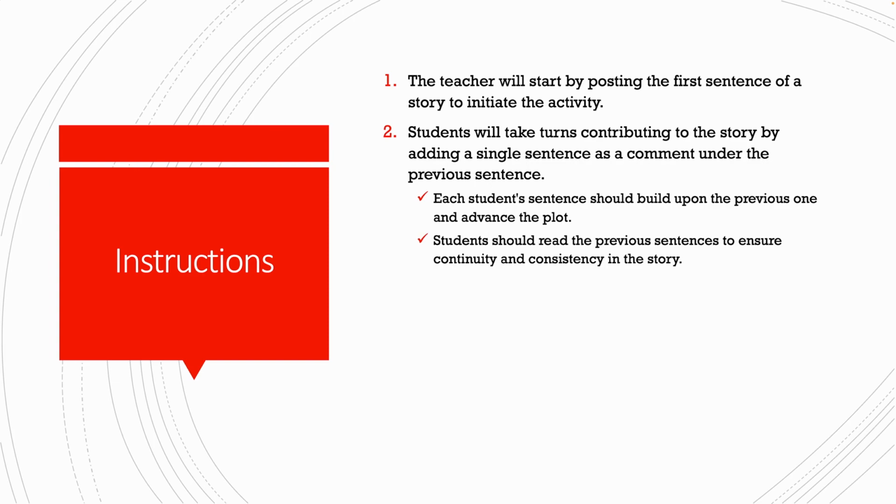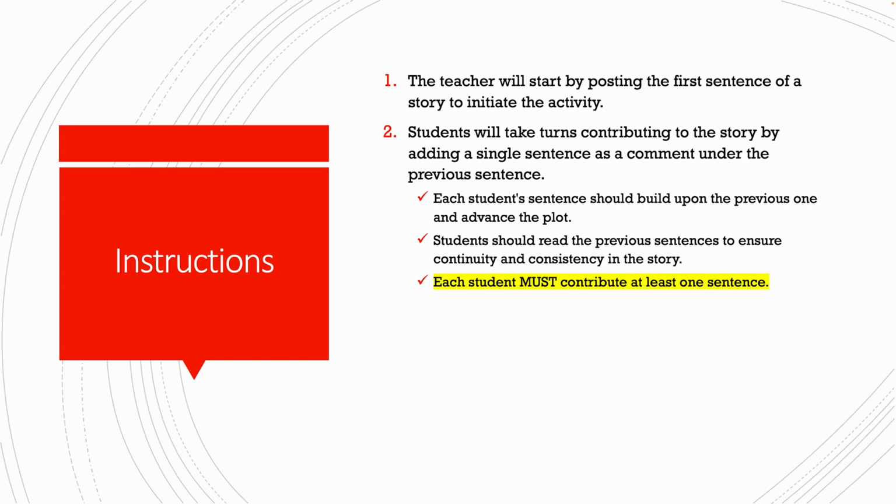And students should read the previous sentences to ensure continuity and consistency in the story. So try not to deviate. Try not to stay away from this main plot, okay? You should try to understand what the previous sentence meant, and then you have to build a new sentence that is continuous from the previous one.